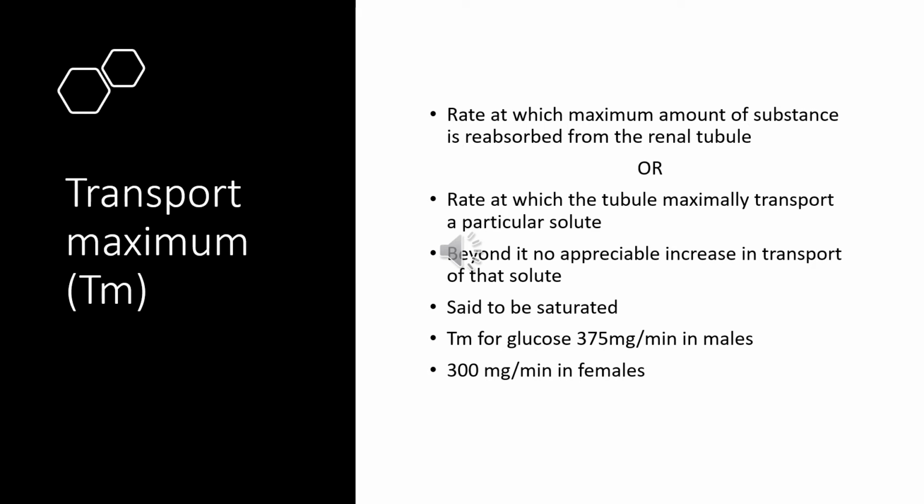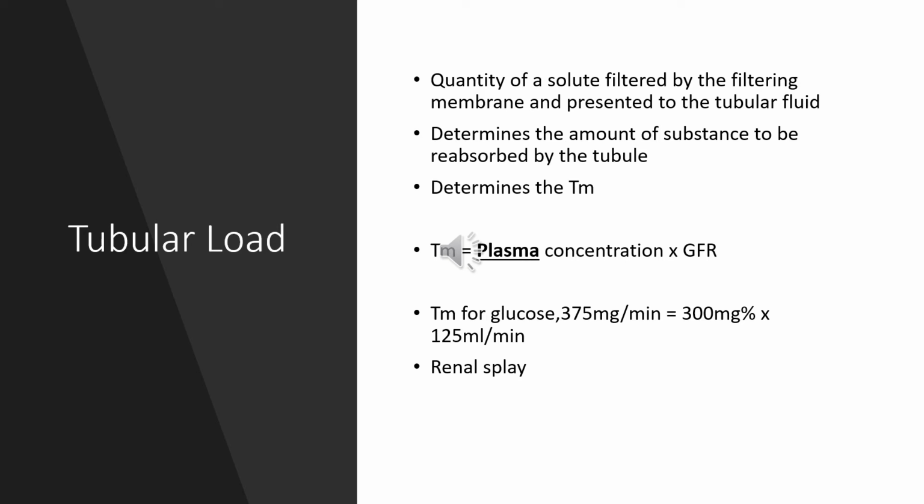The TM value for glucose is 375 milligram per minute in males and 300 milligram per minute in females. Next comes tubular load. The quantity of a solute filtered by the glomerulocapsular filtering barrier and presented to the tubular fluid is called tubular load. This tubular load determines the amount of substance to be reabsorbed from the tubule. The amount of the substance delivered to the tubular fluid in a unit time definitely will have a role in determining the maximum quantity of the substance to be reabsorbed. So it determines the transport maximum.